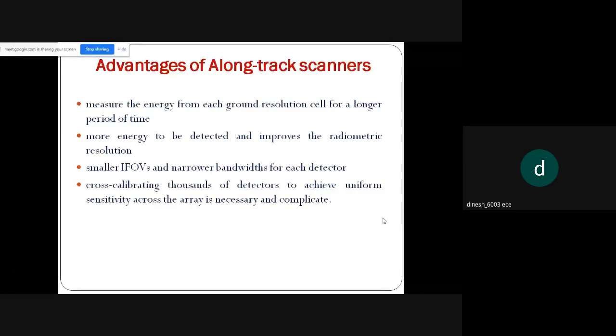The advantages of along track scanners. This measures the energy from a ground resolution cell for a longer period of time. More energy can be detected and improves the radiometric resolution. The smaller IFOVs and narrower bandwidths for each detector. The cross calibrating is being done for thousands of detectors to achieve uniform sensitivity across the array. Is a major advantage of the along track.